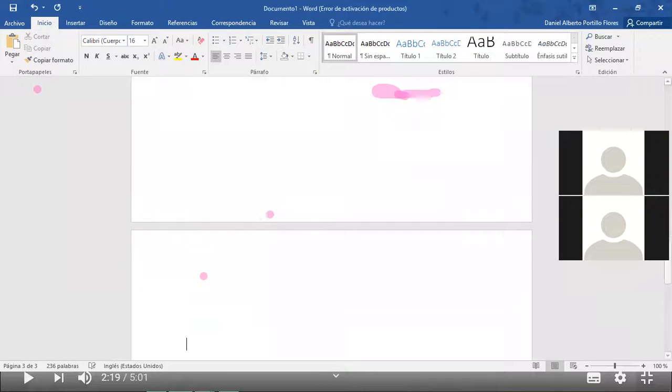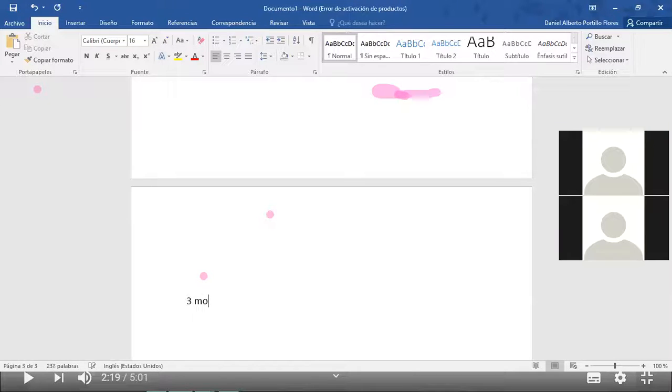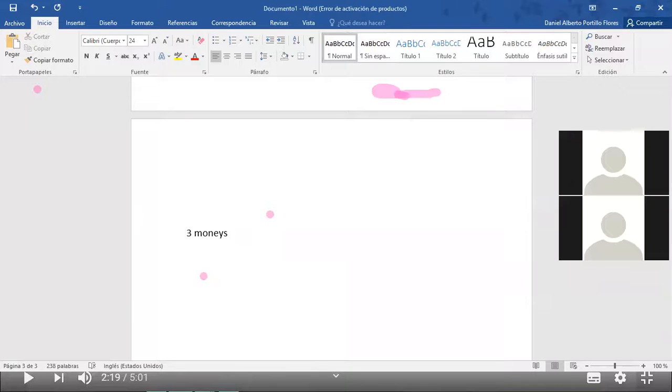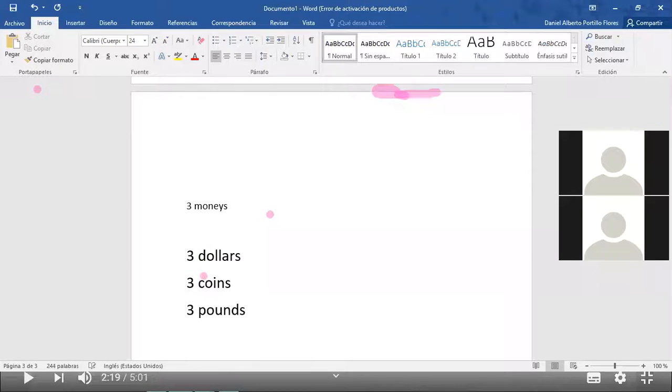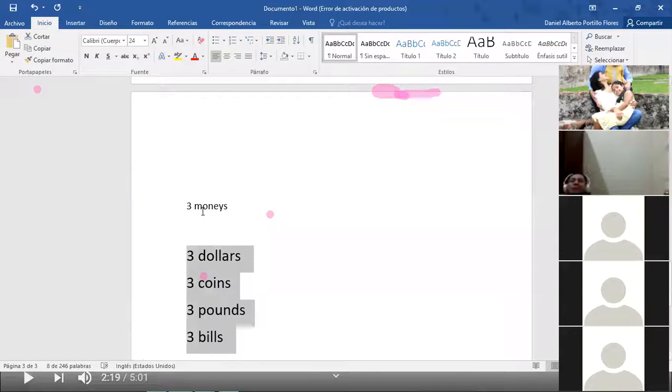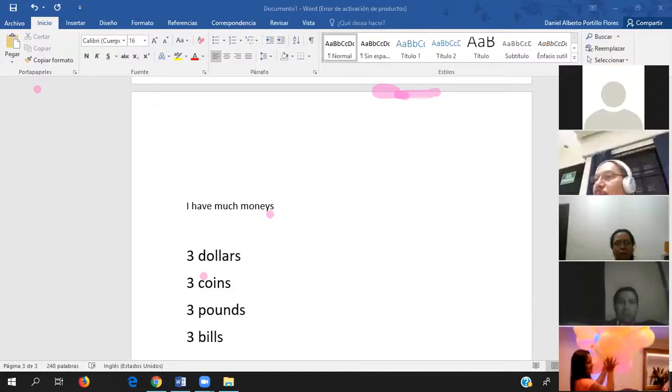So, money. Is it possible for me to say I have three monies? Yes or no? No. So is it countable? No. What do you say? I have three dollars, or three pounds. A dollar is countable, but money is not countable. So you have to say I have much money, or a lot of money. Okay, very good.